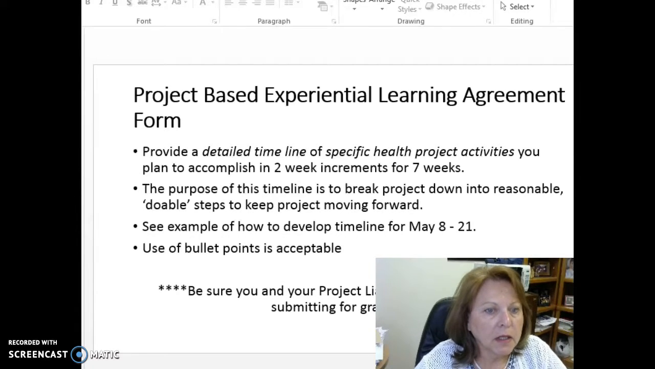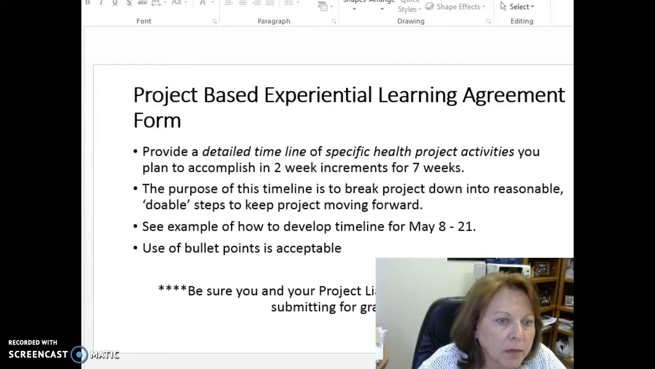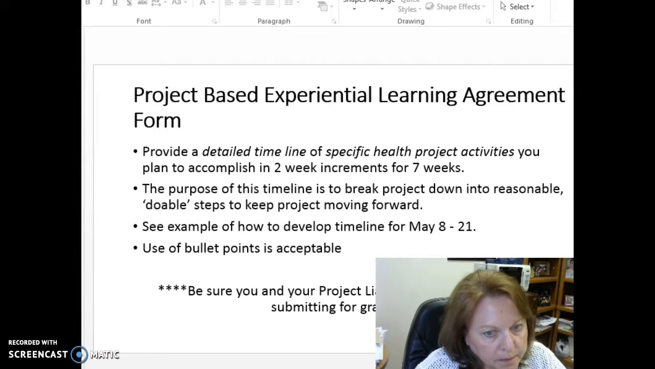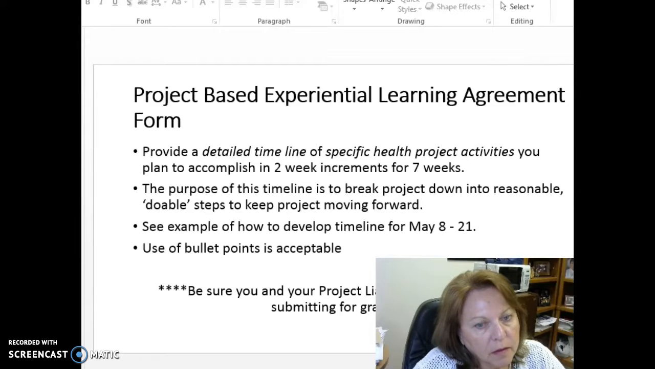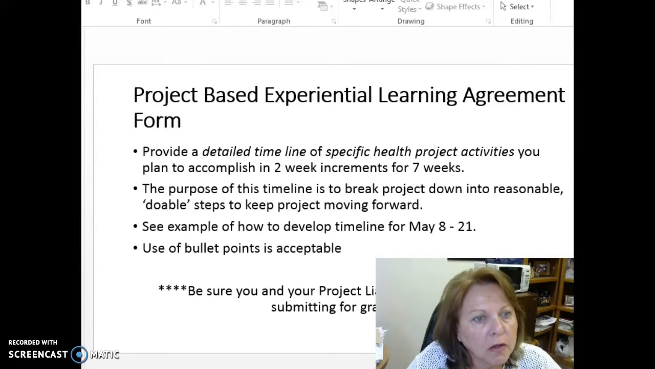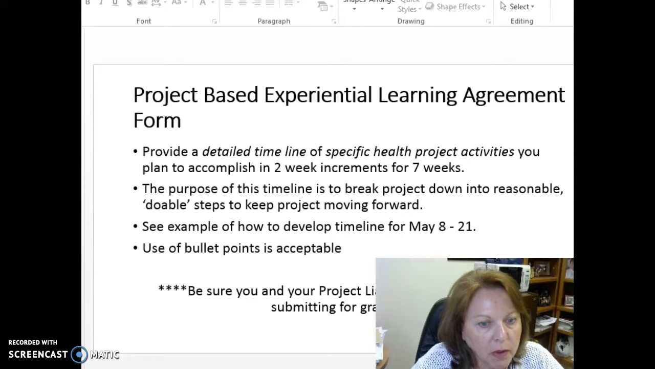And then finally, I wanted to talk about the project agreement form that you're going to be submitting. Again, you're going to submit your organization and project liaison contact information. You're going to summarize your project and your project deliverable. And then I'm going to ask you to be thinking about a timeline. I want you to chunk out your project for the 7 weeks of this semester in terms of what it is that you're going to do.